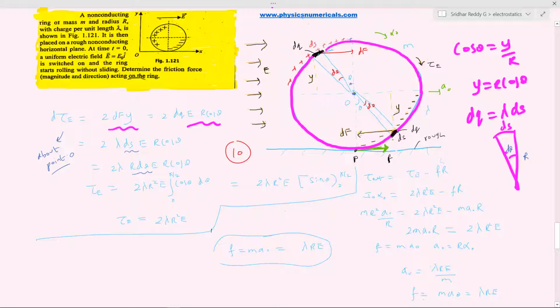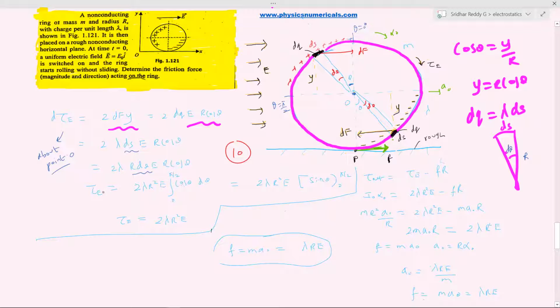The charge is present from what should be the limit? This will be the theta equal to 0 degree line. This is theta equal to pi by 2. So what should be the limit? The charge is present from 0 to pi by 2. So the limit will be 0 to pi by 2.